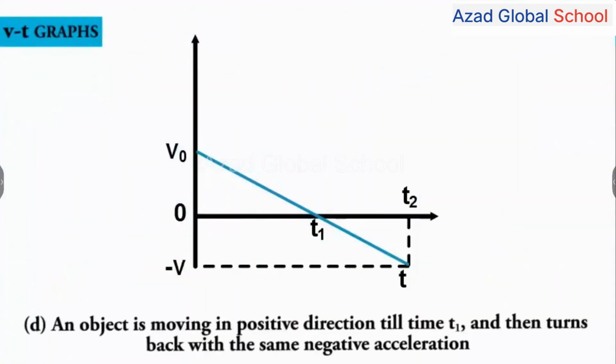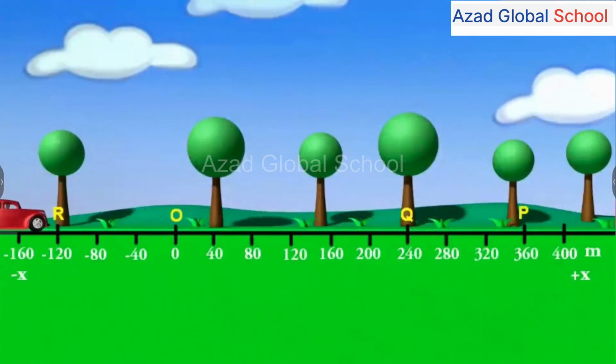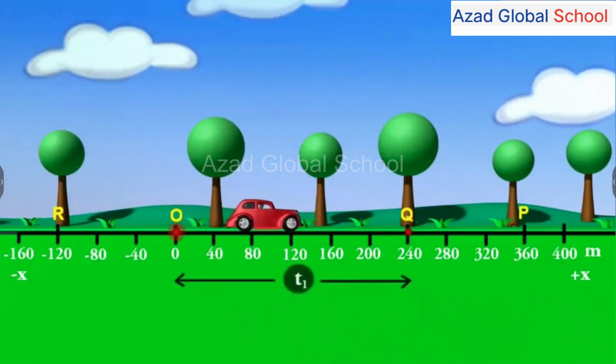D. An object is moving in positive direction till time t1 and then turns back with the same negative acceleration. For example, the motion of a car from point O to point Q till time t1 with decreasing speeds and turning back and moving with the same negative acceleration.